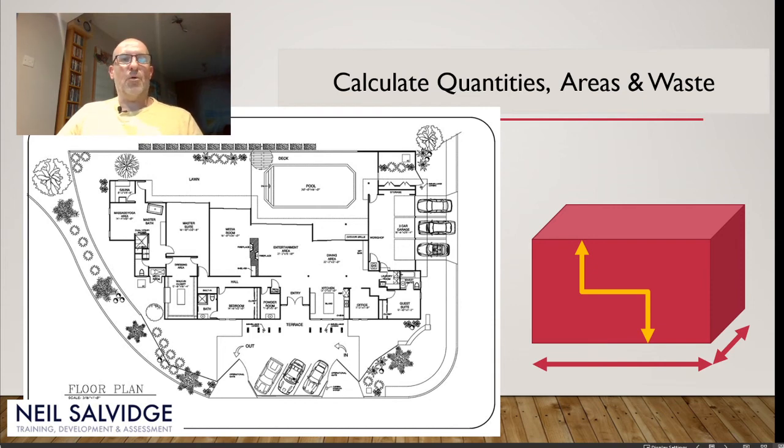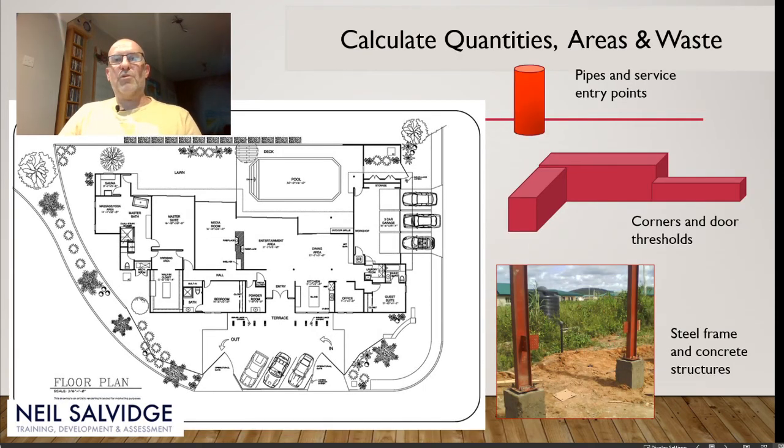Are you adding in, or has somebody added in for you, quantities of overlaps? So normally 100 mil, 150 mil, depends what's specified. Has that been calculated as well? That's a lot of joints that will be required. Then we've got all the pipe details, pipes and service entry points. Are they being calculated? Corner details, thresholds, and steel stanchions.